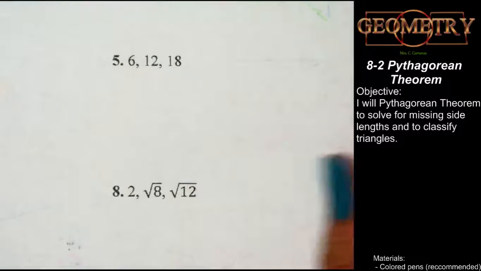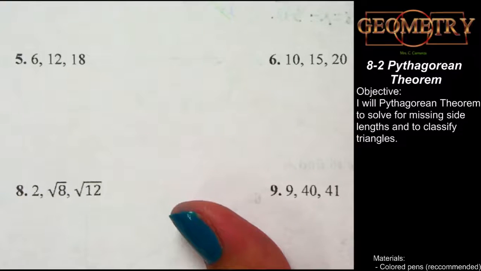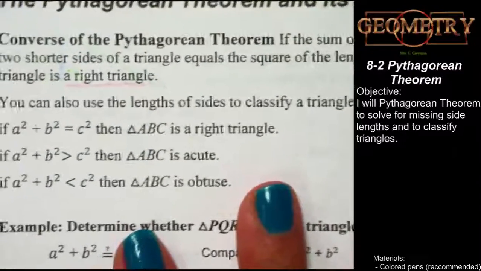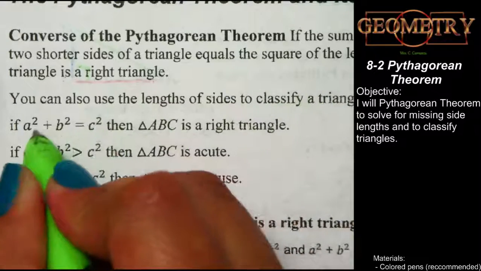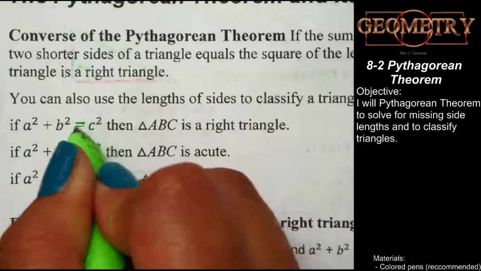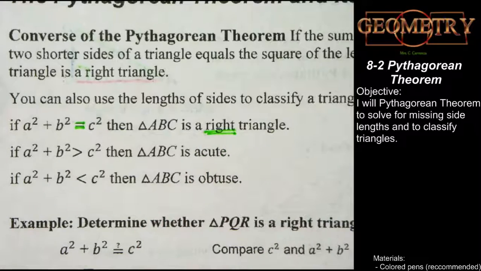Now on this one, we want to see if the triangles that we're displaying here, these are sets of sides, we want to know, are these sides for acute triangles, obtuse triangles, or right triangles? The only way to find that out is if we use the Pythagorean theorem in interesting ways. If we use the Pythagorean theorem and say that the two short sides, squared and added together, equals the longest side squared, then that is a right triangle.